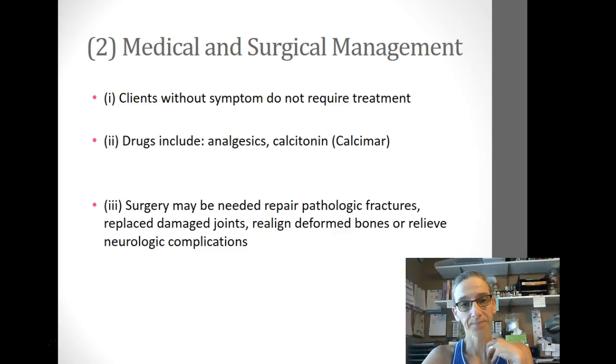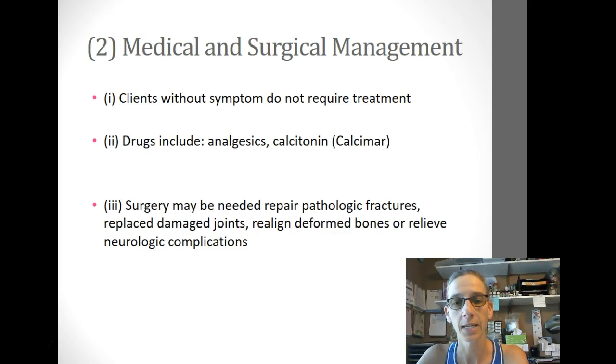Excuse me. Medical surgical management. Clients without symptoms often do not require treatment. Drugs are going to include analgesics and calcitonin or calcimar. So what do you remember about calcimar? We've already discussed that. Hopefully you remember that it inhibits bone reabsorption and slows bone loss. And bisphosphonates such as Actonel, they inhibit bone reabsorption.